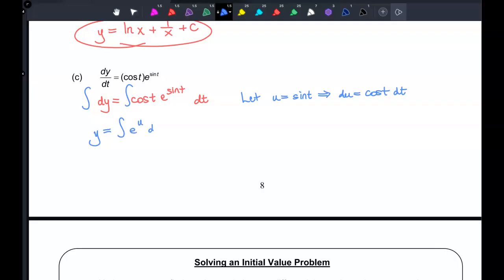So that becomes the integral of e to the u du. Okay? Question? So we get e to the u plus c, which means our final answer is e to the sine t plus c. These are general solutions because of the plus c. We don't know the value of c. On the next page, we are going to find out the exact function.